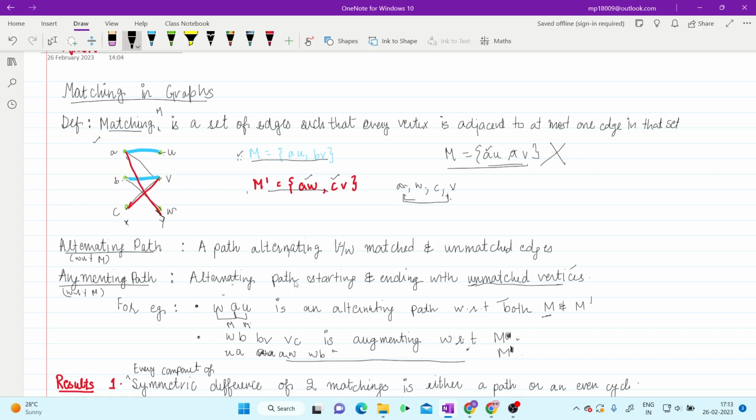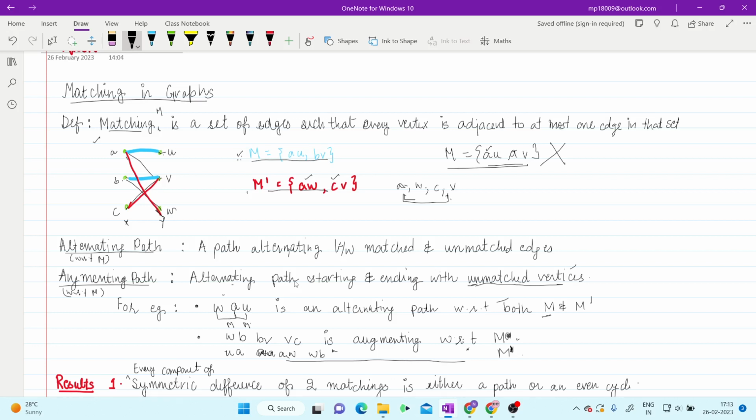Now once we know what a matching is, we fix a matching and we define an alternating path with respect to that matching. By alternating path we mean a path which alternates between matched and unmatched edges. Basically, you are constructing a path in which the first edge is matched, the second edge is unmatched, the third edge is matched, the fourth edge is unmatched, and so on. It can either start with a matched edge or an unmatched edge.